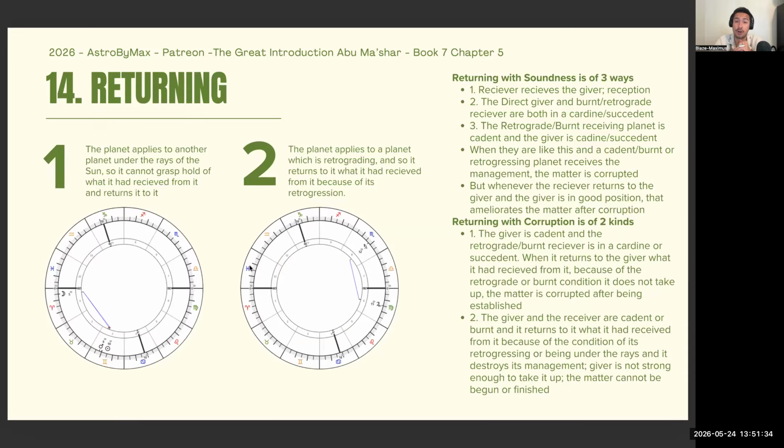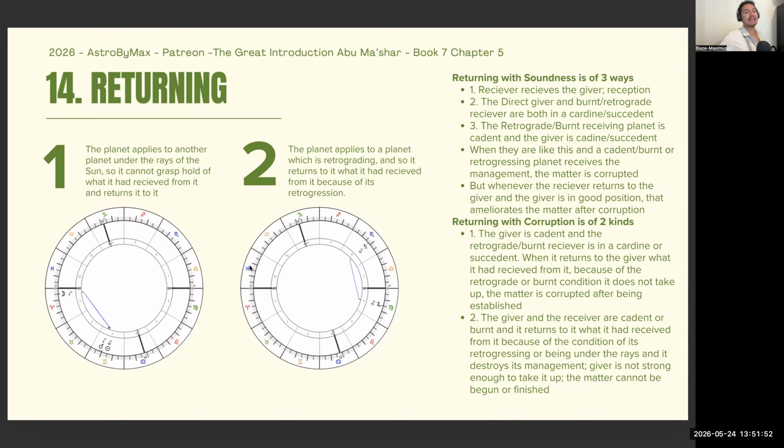But then there is returning. So there's giving management, but there's also returning the management as well. Because you can give something to someone, but they can say, I don't want that. Or you could buy something and just return it, you know what I mean? Like to a store, you buy it, you decide you don't want it, you return it. So how does that happen astrologically?